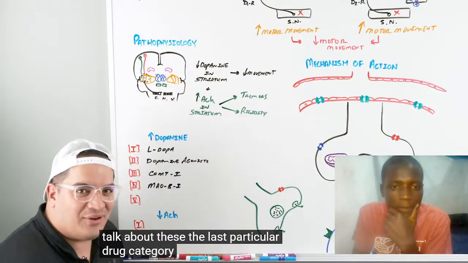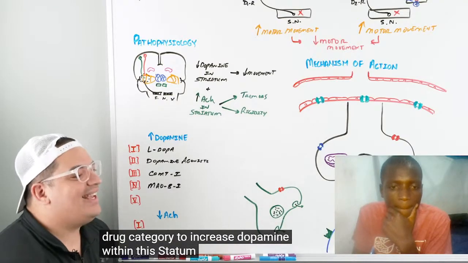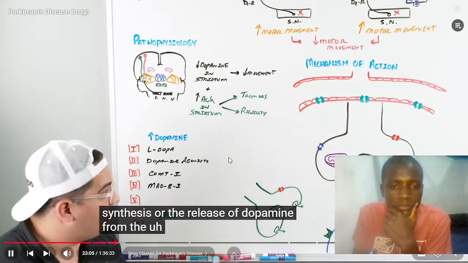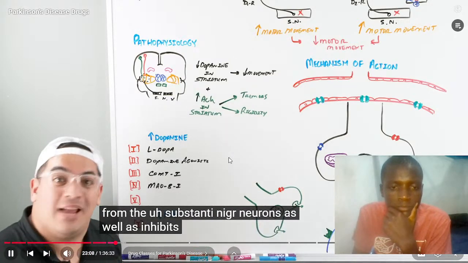The last particular drug category to increase dopamine within the striatum is a drug that increases the synthesis or the release of dopamine from the substantia nigra neurons, as well as inhibits the reuptake.